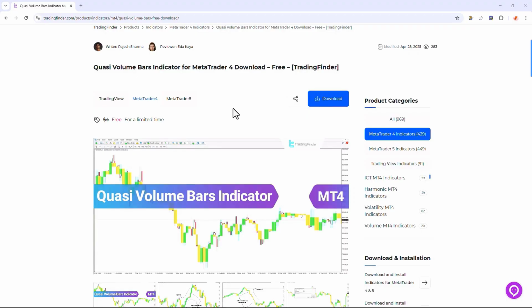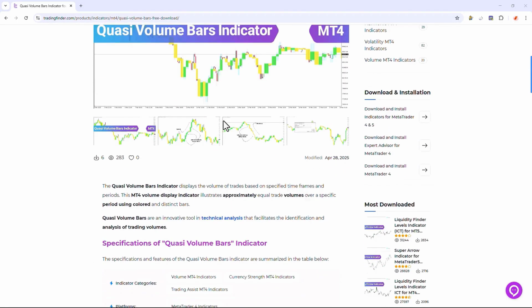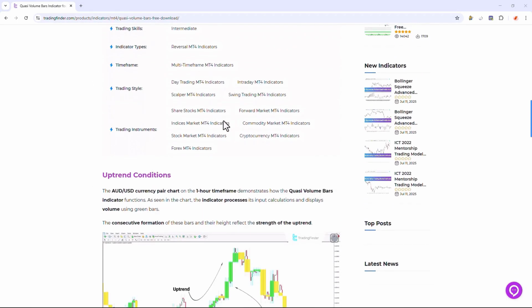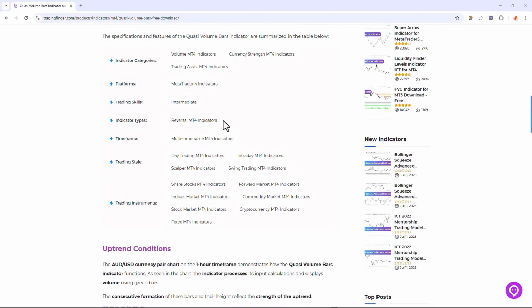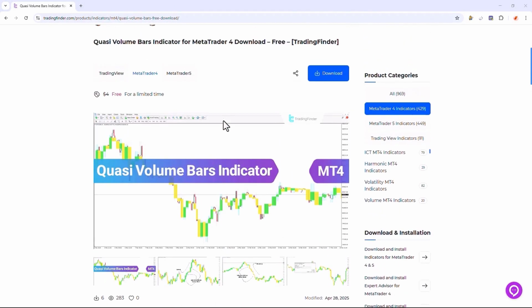the Quasi Volume Bars Indicator, which is available for various platforms on the TradingFinder website. From this section, you can download the indicator file for MetaTrader 4 and MetaTrader 5 platforms and run it on your chart. Additionally, traders can read this page to learn about how the indicator works and its functionality.